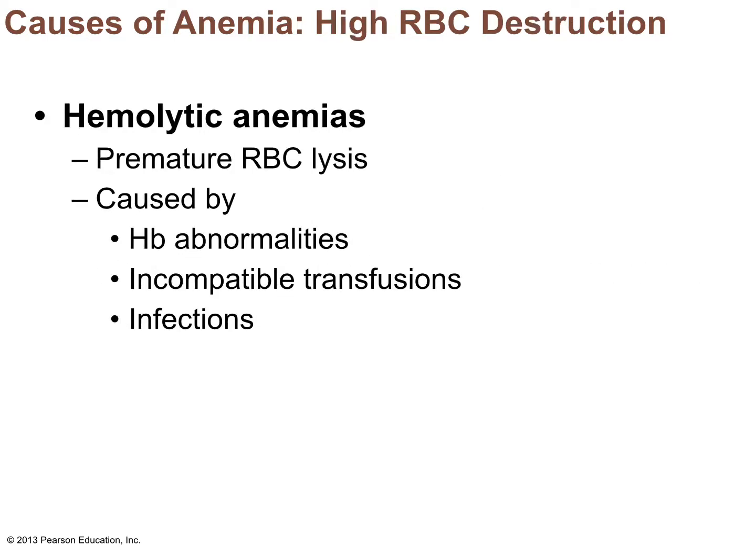Hemolytic anemia, lysis means to break, hemo means blood, so hemolytic anemia is anything that causes premature lysis or breakage of red blood cells. Some things that can do that would be abnormalities of the hemoglobin, incompatible transfusions, which we'll talk a little bit about at the end of the chapter, and I talk about in the blood matching videos, or infections could potentially cause hemolysis as well.